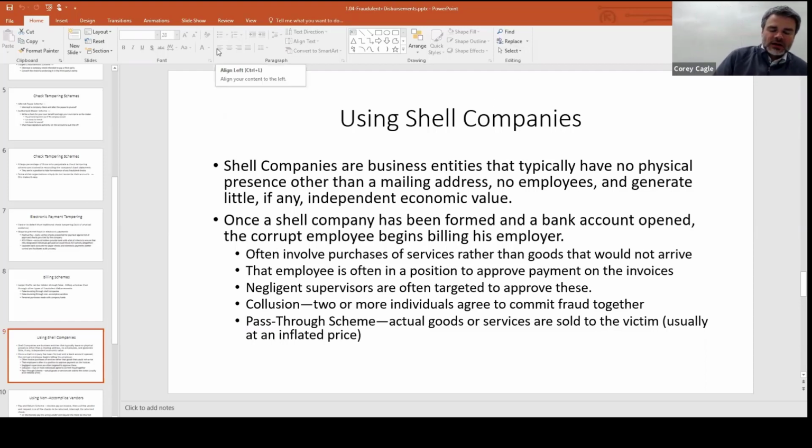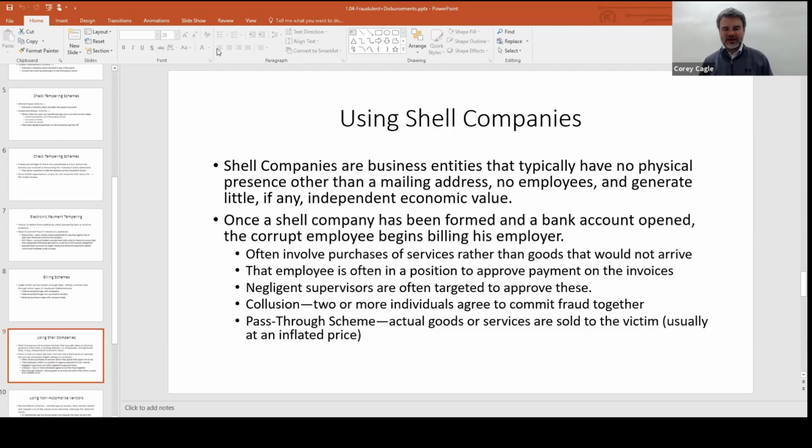Okay, so put up a shell company, and you can just go to work using that shell company to defraud somebody. You are the shell company, right? So your shell company can provide services to the actual company you're working for. You can have your shell company bill the company for those services that never happened, and you get the money, right? So the employee has to be the one who's able to approve these payments.